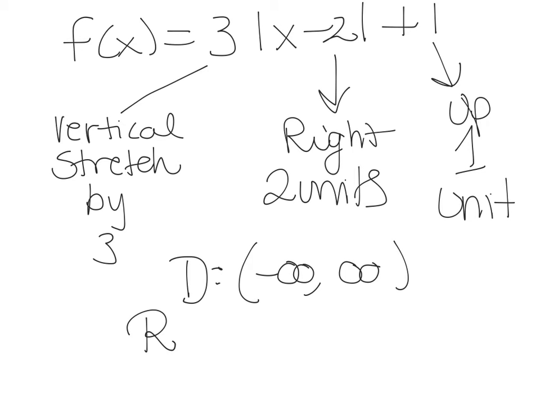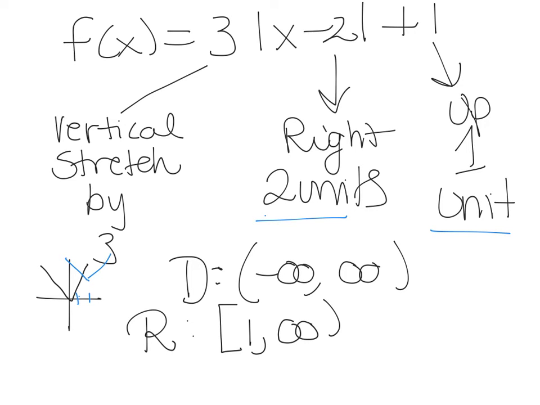Your range normally for absolute value, if you think about it, it's a V and it starts at 0, 0, but my V in this case is going to go right 2 and up 1, so I'm going to move it up, over, and up, and there's going to be where my new V is. So my range in this case is going to be a little bit different. My range is going to start at 1, and it's going to go to infinity, because I moved it up 1, and so it's not going to go to 0 or anything like that.